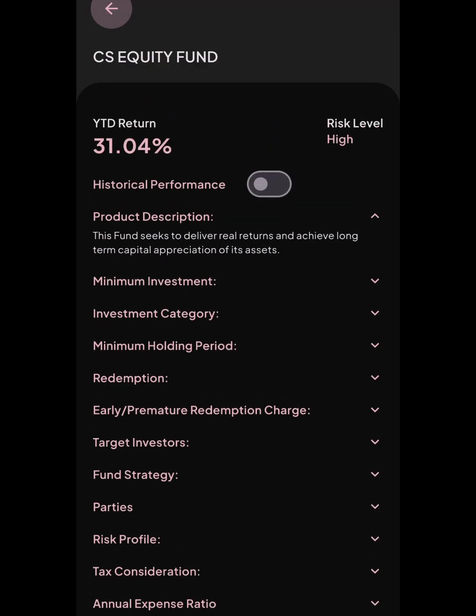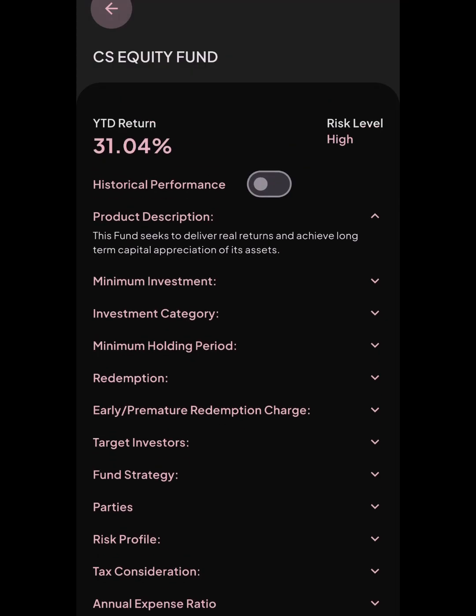So it's very risky because, as you know, stocks can be very volatile. They go up and down and everything. But this is the one I want to invest in because I've seen the return from last year and the year before, and it's not bad, right?